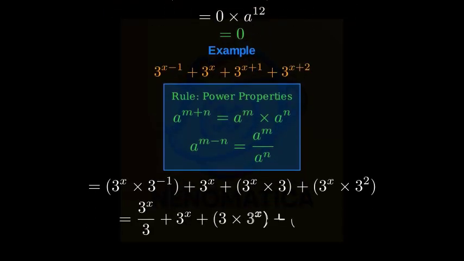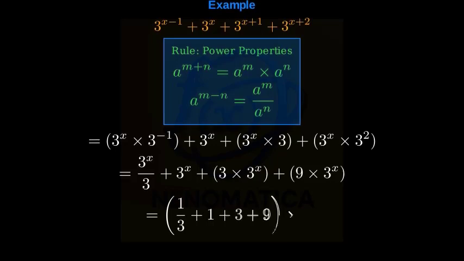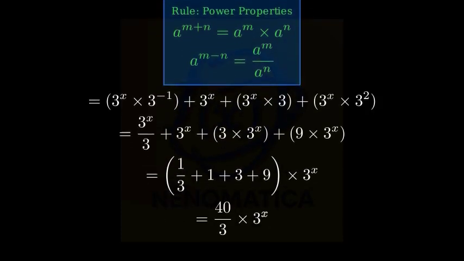Now, let's simplify each term. 3^(-1) equals 1 over 3. So we have 3^x over 3, plus 3^x, plus 3 times 3^x, plus 9 times 3^x. Next, let's factor out 3^x from all terms. We get (1/3 + 1 + 3 + 9) times 3^x. Now let's add these numbers.